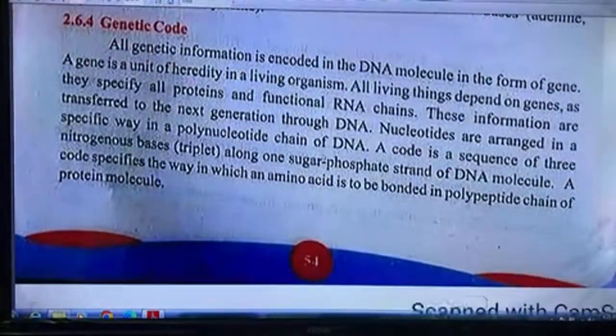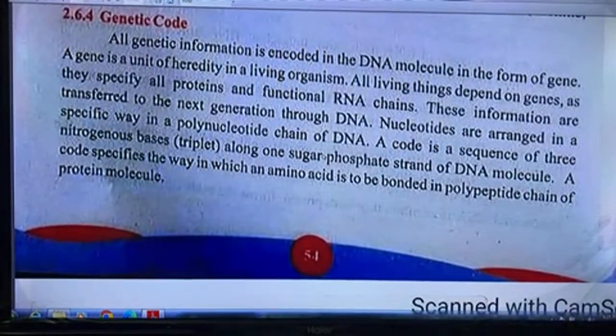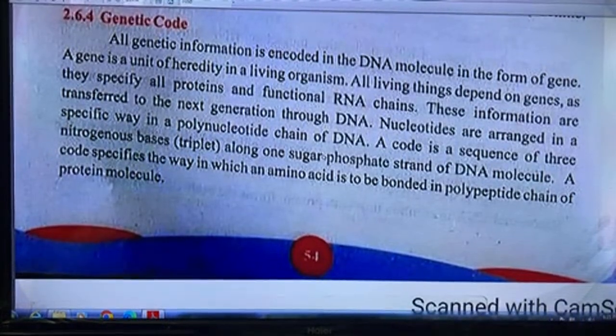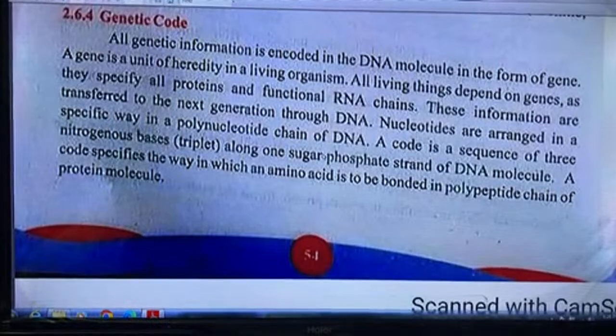Genetic code. All genetic information is encoded in the DNA molecule in the form of genes. A gene is a unit of heredity in living organisms. All living things depend on genes as they specify all proteins and functional RNA chains. This information is transferred to the next generation through DNA.